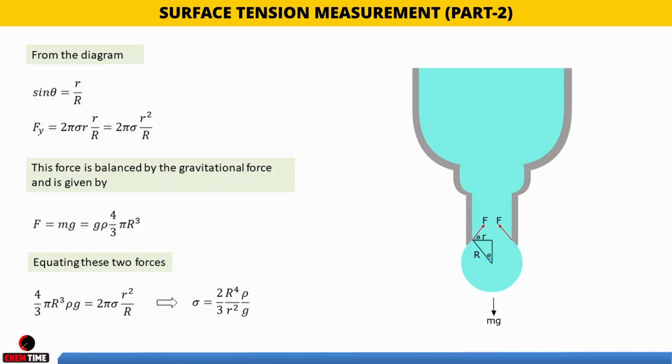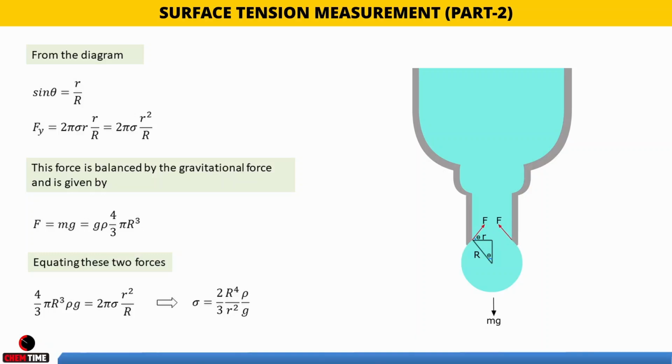So, we can write the vertical force in terms of surface tension as 2 pi sigma small r into small r by capital R. As a result, we end up getting the vertical component as 2 pi sigma r square, small r square by capital R. And this force is balanced by the gravitational force that is given by mg. And m can be replaced as density into volume of the drop. And the volume of the drop, for a spherical drop, will be 4 by 3 pi R cube. So mg can be written as g rho into 4 by 3 pi R cube.